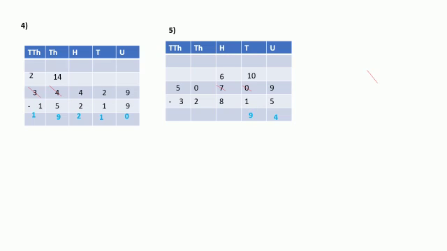In hundreds place, my dear students, 6 minus 8 subtraction is not possible. So again we are going to borrow it from thousands place. After borrowing from thousands place, my dear students, 0 will become 9 and 6 will become 16. 16 minus 8 is 8. 9 minus 2 is 7.